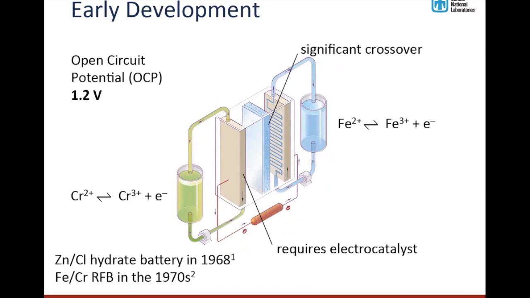Flow batteries were developed in the 1960s into the 70s. There's been a lot of identification of different chemistries, the earliest being zinc chloride, followed closely by iron chromium redox flow batteries.